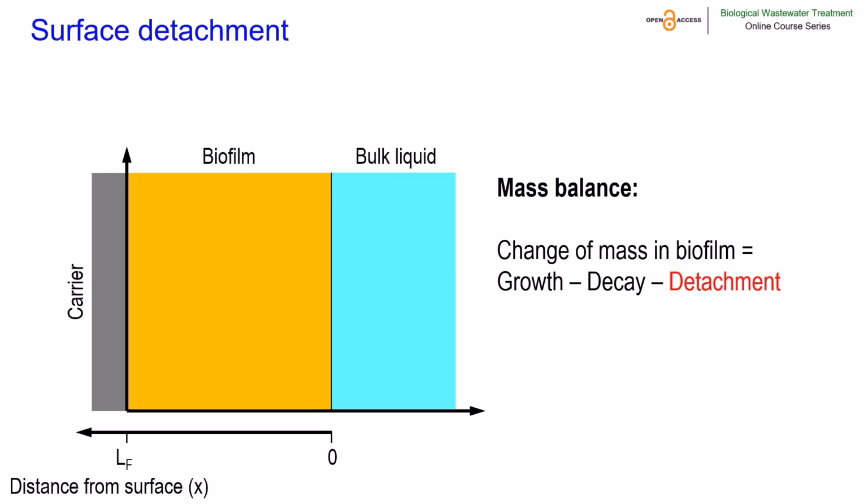Here's a schematic of a biofilm. And let us now prepare a mass balance for the biomass in this biofilm. Accumulation is shown on the left. The terms on the right refer to biomass growth, decay processes to remove biomass, and then the detachment processes. Detachment is usually considered a process removing biomass from the biofilm surface.